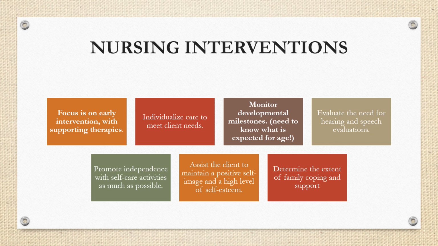Determine the extent of family coping and support. There's a lot involved here, all the different therapies, there's a lot of money. There's also a lot of psychosocial issues surrounding the child having delays. The parents feel guilty. There's a lot of psychosocial issues going on here.